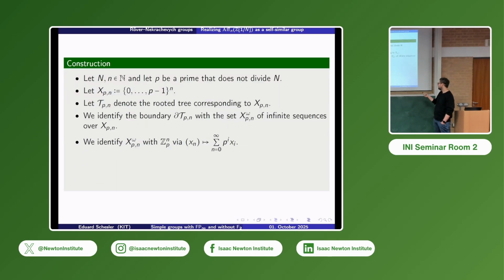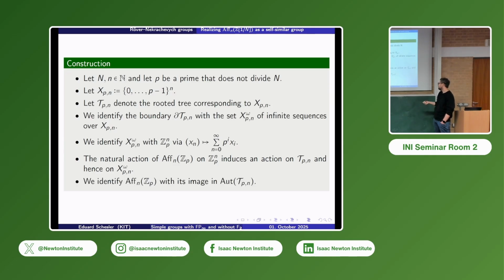Okay, this is just what was written before. So now we have the natural action of the affine group corresponding to Z_p. It acts on Z_p^n. And this affine group translates then to an action of, yeah, it's just a subgroup of the tree automorphisms of T_p^n. And from now on, we regard it just as a subgroup of the tree automorphism group.